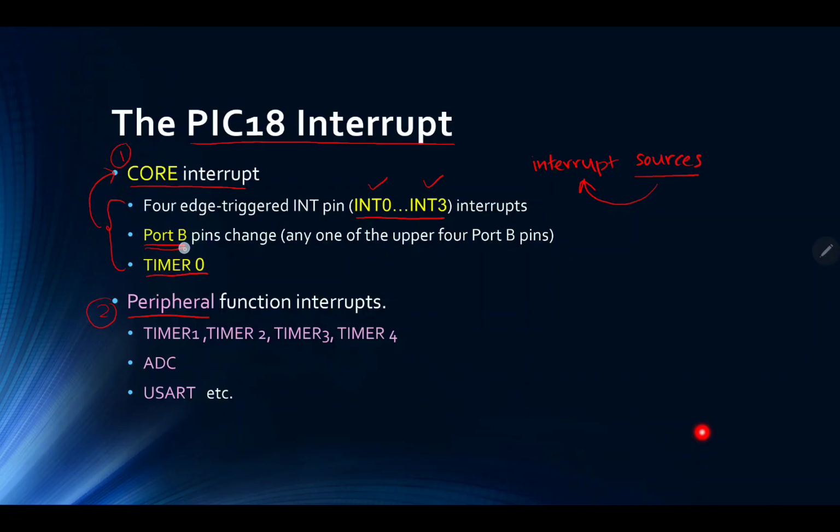INT0, INT1, INT2, INT3, these interrupt sources belong to the core group. Then you have the port B pins change, which also comes under the core group, and timer 0. So just memorize that interrupt 0, 1, 2, 3, port B pins change, and timer 0 belong to the core group. Any other interrupt sources fall under the peripheral group. Is that okay?